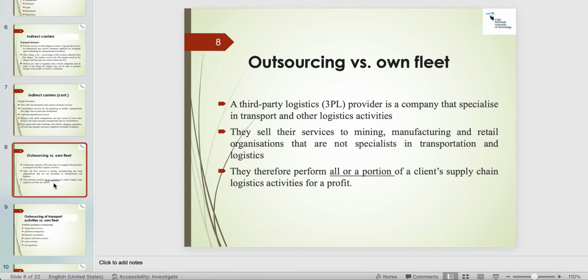Then we speak about outsourcing versus owning your own fleet, meaning owning your own vehicles. So outsourcing, obviously, is where we use third party logistics service providers. They are companies that specialize in transport and in logistic activities. They sell their services to mining, manufacturing, and retail organizations in terms of transportation and logistics. So they perform almost all of a client's supply chain logistic activities, and obviously in return for money.